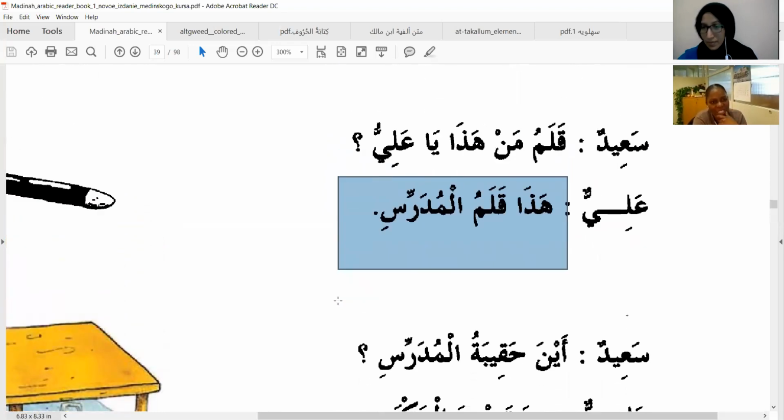Now, one second, Atika. I have a question. Why is the order of the words very different? Because when they put the Arabic language together, they didn't translate it from English or from French. That's right, but they have their own logic.